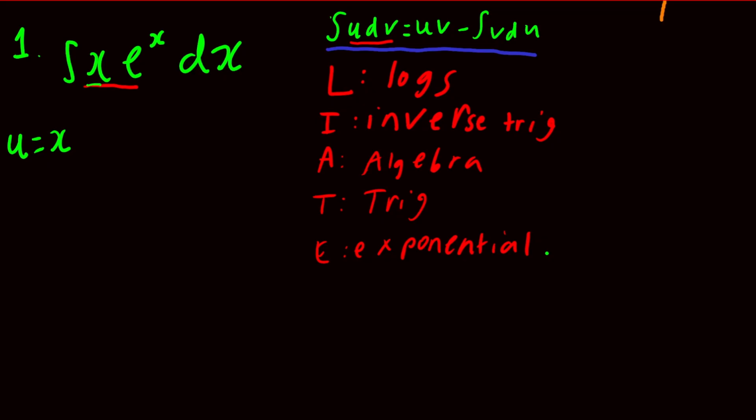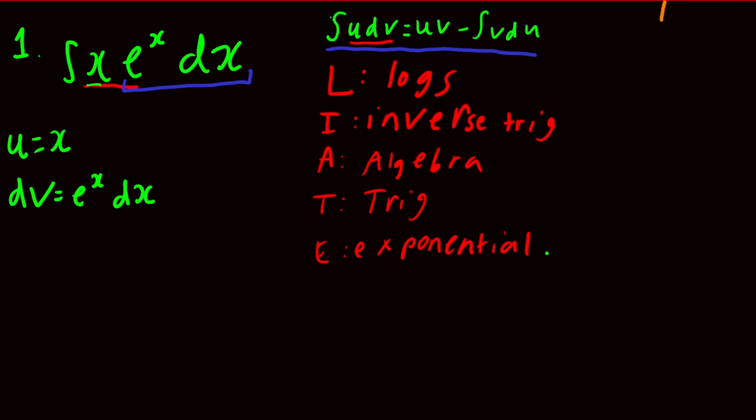Now, here's a little trick. You always know you chose u wrong if somehow your integral gets harder than when you first started. I'll show you what I mean. And then dv is the rest of the integrand, so dv is e to the x dx.